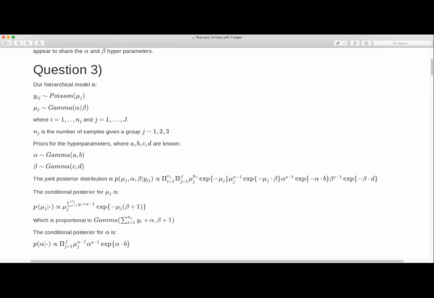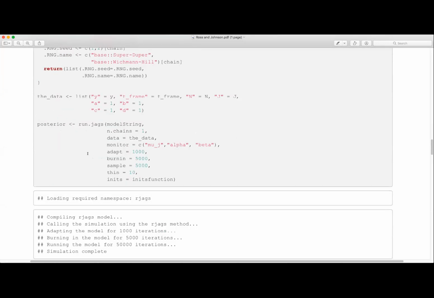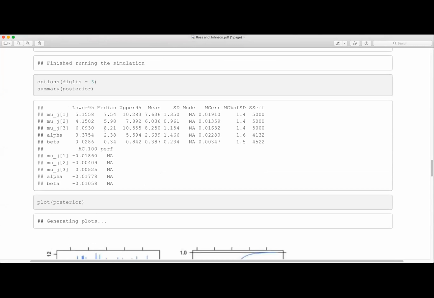The posterior draws and the values of alpha and beta tell us something about how variable we think the rates are across the three different periods in the posterior. You can look at them, of course, in terms of the posterior summary. So just now we're looking at the median or the mean or the 90% confidence interval for the mu j's.